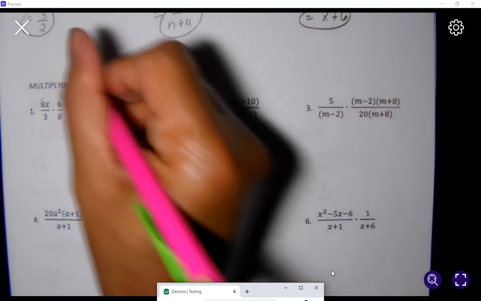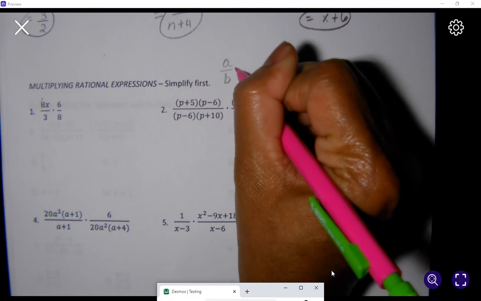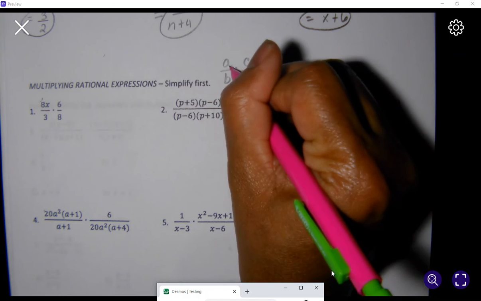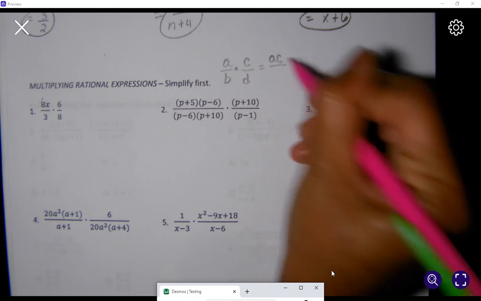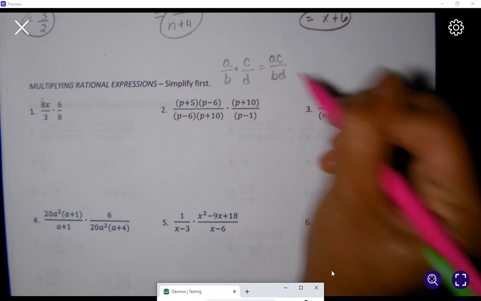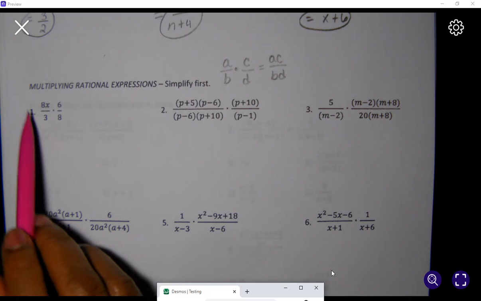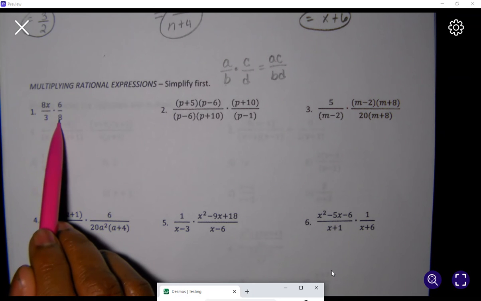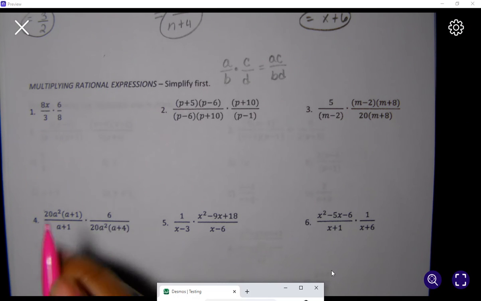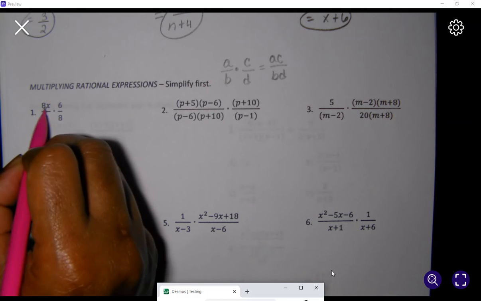When you're multiplying rational expressions, here's the general form. If you have a rational expression a over b times another rational expression c over d, you just multiply the numerators. So in the numerator you have a times c, and in the denominator you have b times d. Technically here you would just do 8x times 6 times 3 times 8, and then you can simplify, or you can simplify first. I'm going to show you both ways. Here's the first way. I'm just multiplying straight across.